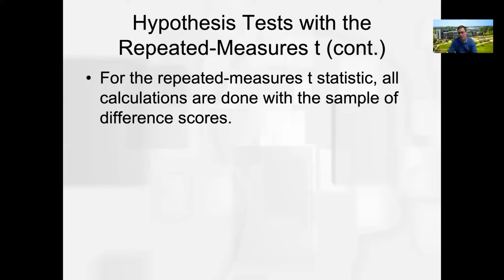So as I said before, for this repeated measures t statistic, all calculations are done with the sample of difference scores. You're taking your x values, you are finding the difference to get that D score, that difference score, and then you're essentially disregarding the x values from there on out. Everything you do, calculating the sum of squares, calculating variance, standard deviation, standard error, etc., is all based off of those difference scores, those D scores.